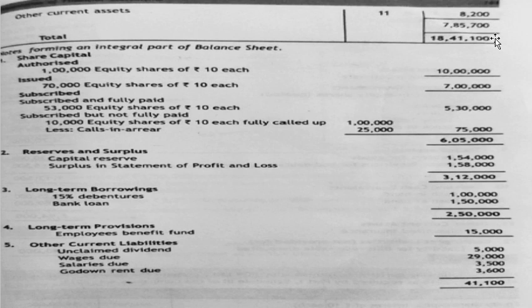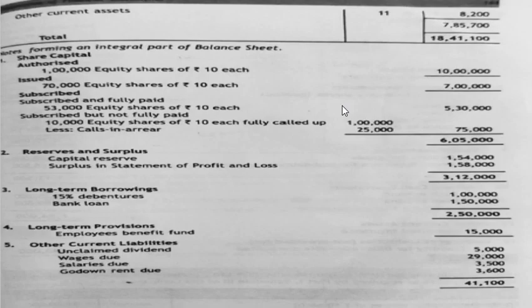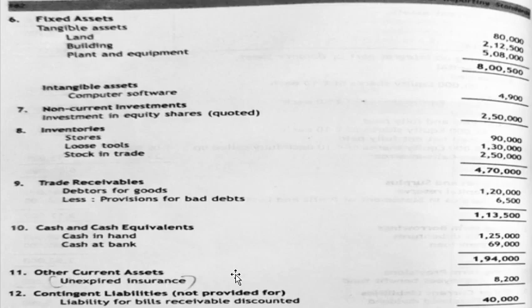So the total of our assets is 18 lakh 41,100. So the totals of our assets and liabilities are matched. Therefore the balance sheet we have classified is also right. Your contingent liabilities will not appear here because the situation has not yet been met.